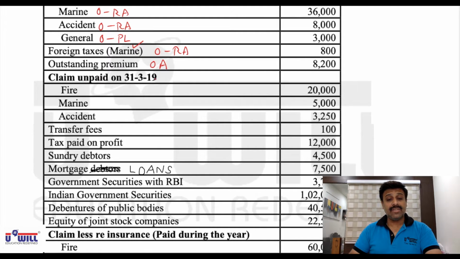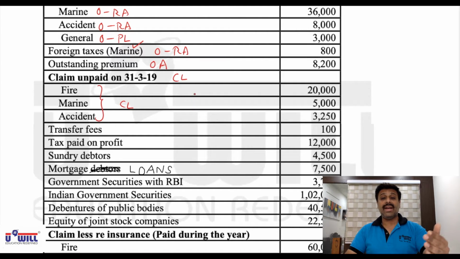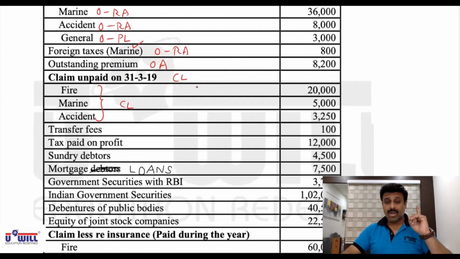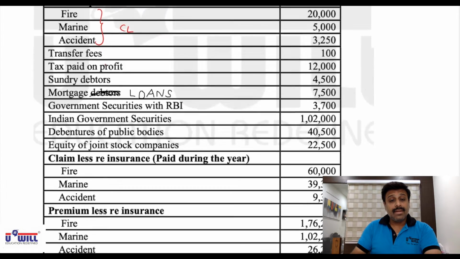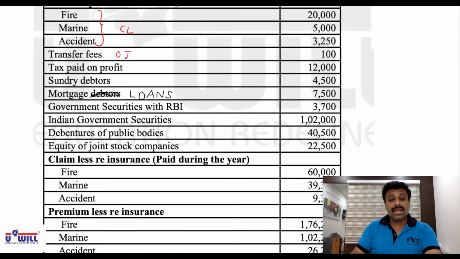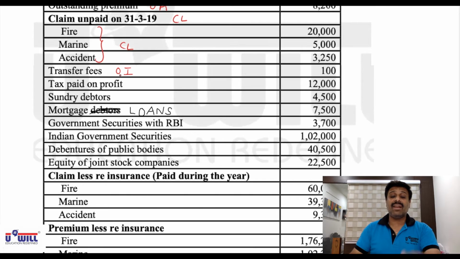Claims unpaid on 31/3/19. Again, this is given in trial balance. So still we have to pay the money, means it's our current liability. All these three amounts will come in current liabilities. Okay. Unpaid claims means at the end of the year the money is still payable, but since it is given in trial balance, it will have only one effect. It will come in balance sheet in current liabilities. Transfer fees is other incomes. Now it is not mentioned in bracket fire or accident or marine, so we will record it in P&L account.